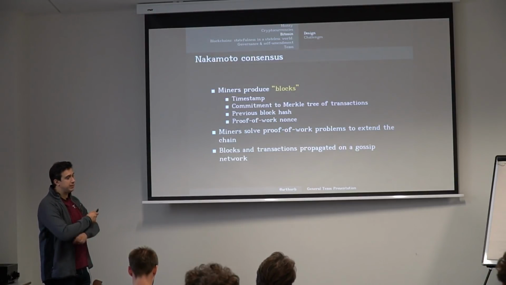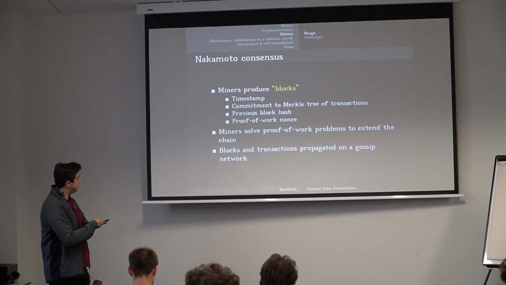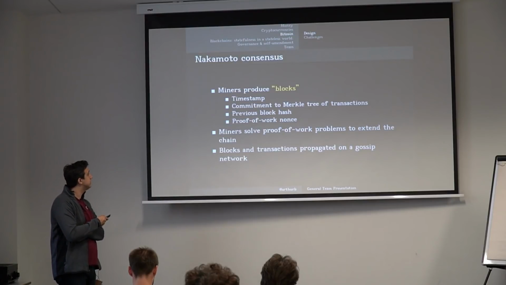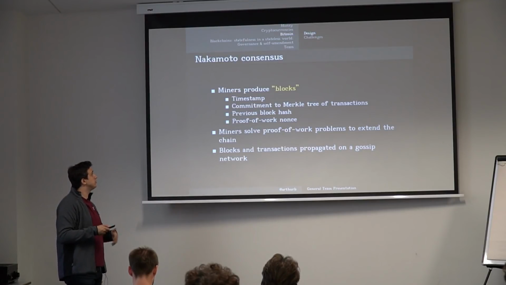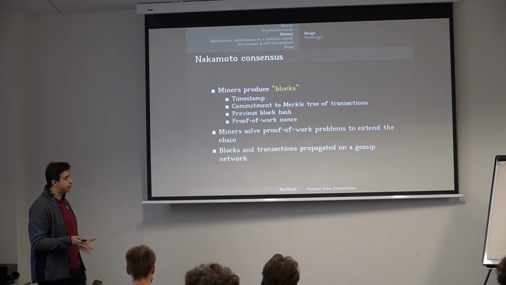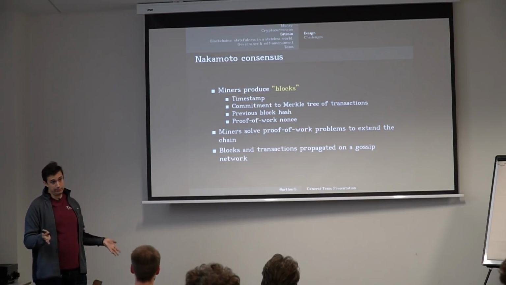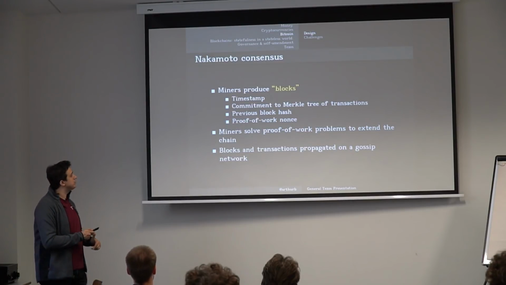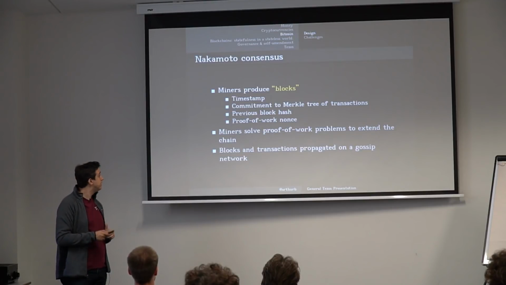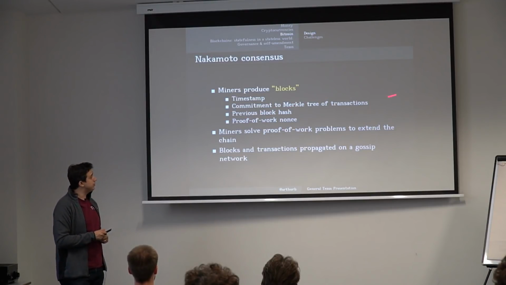So the second piece was the Nakamoto Consensus introduced in the Bitcoin paper. The way this works is that miners, who are actors in the Bitcoin ecosystem, produce blocks. What is a block? A block is a timestamp, so that's a time at which a miner claims a block was created. You have a commitment to a Merkle tree of transactions.